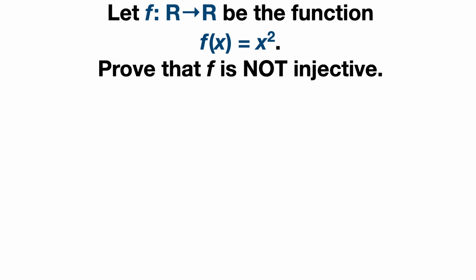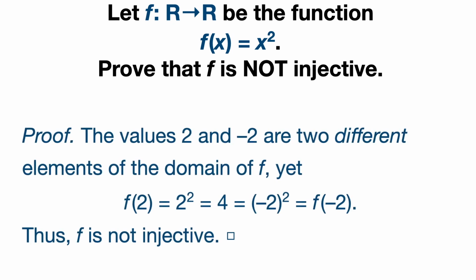In this case, our function is the function f of x equals x squared, viewed as a function from the real numbers to the real numbers. And there are many examples we can choose from. Any positive number and its negation will work. For instance, 2 and negative 2 are two different elements of the domain, but both f of 2 and f of negative 2 equal 4. Thus, f is not injective.